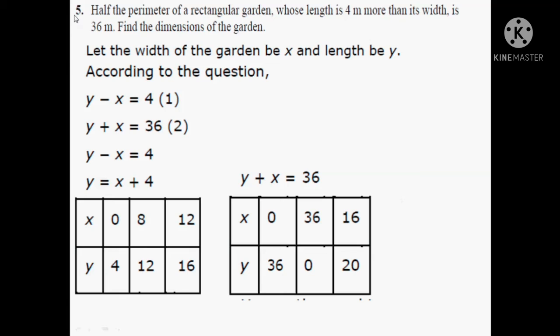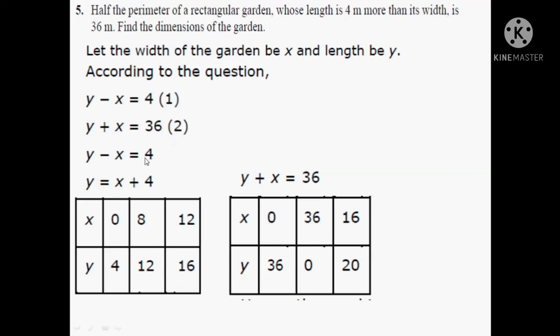Let us do question number 5. Half the perimeter of a rectangular garden whose length is 4 meter more than its width is 36 meter. Find the dimensions of the garden. Now, let us do this question. Let the width of the garden be x and the length be y. So, according to this question, y minus x is 4, let it be equation number 1. And y plus x is 36, let it be equation 2.